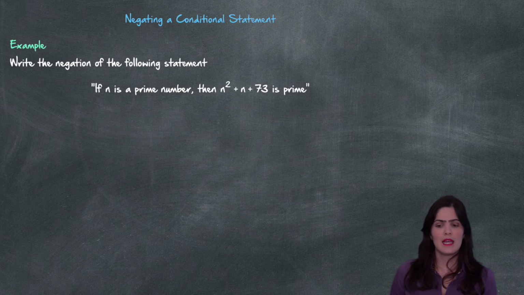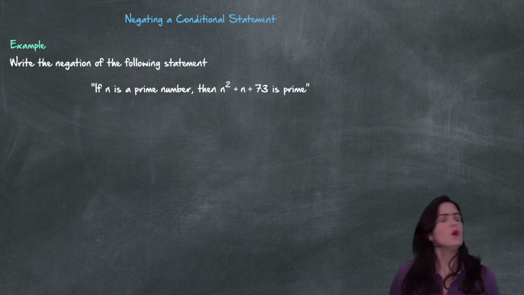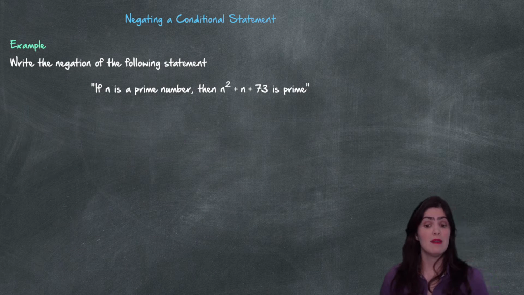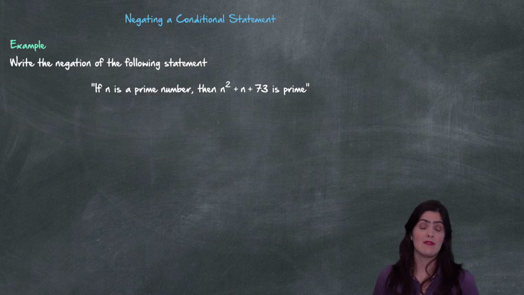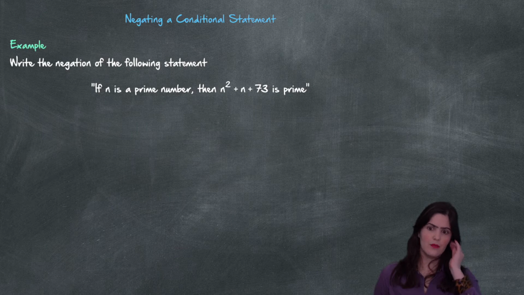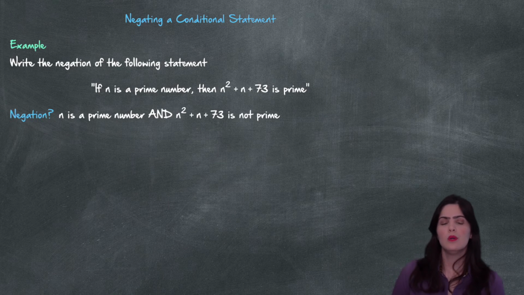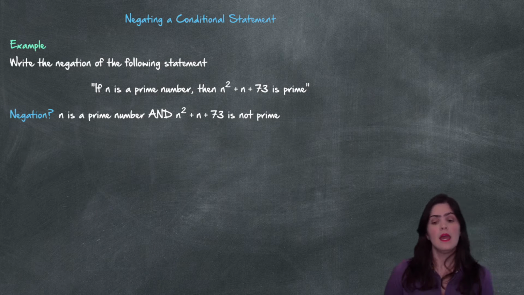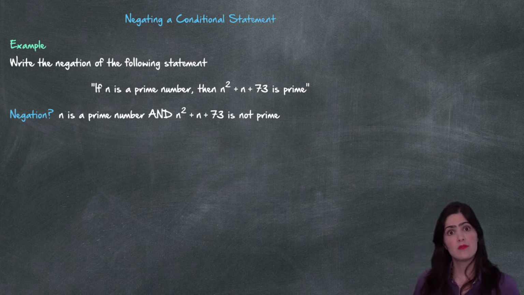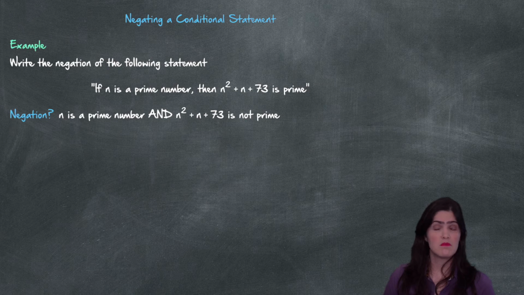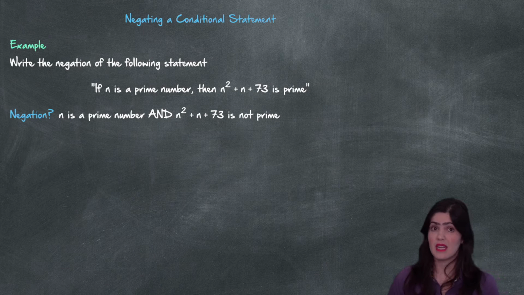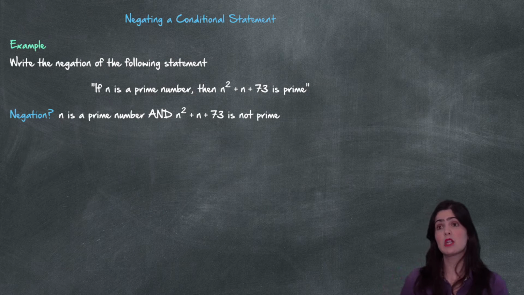Now, let's take a look at a math example. We want to write the negation of the statement: if n is a prime number, then n squared plus n plus 73 is prime. And here, if we do the same thing as before, could the negation be that n is a prime number and n squared plus n plus 73 is prime? If you want, pause and think about it. Is this a correct way of negating the statement, or are we missing something?